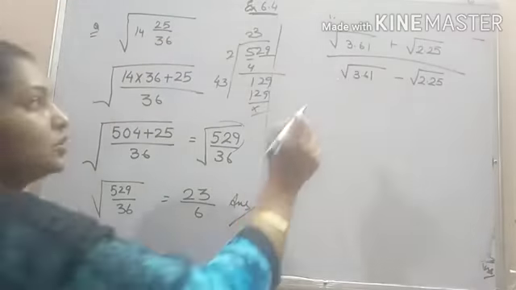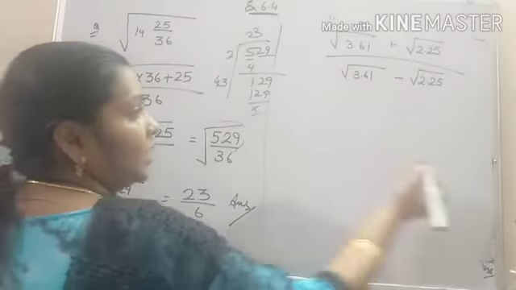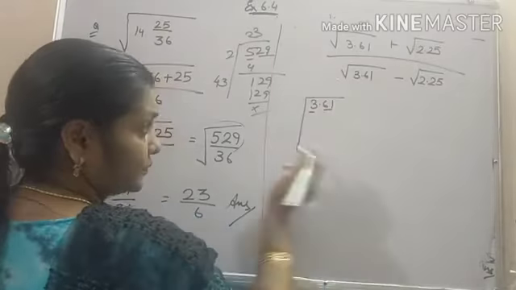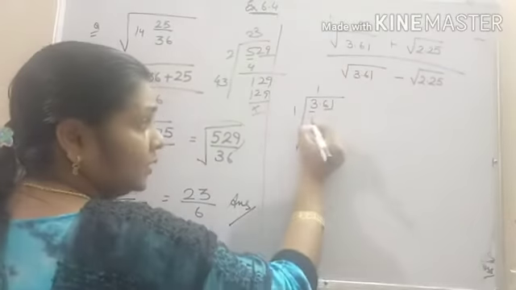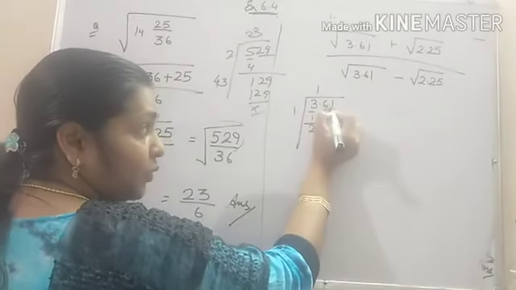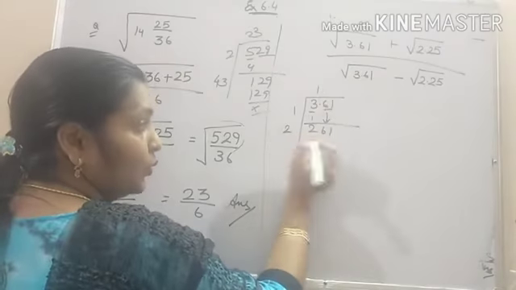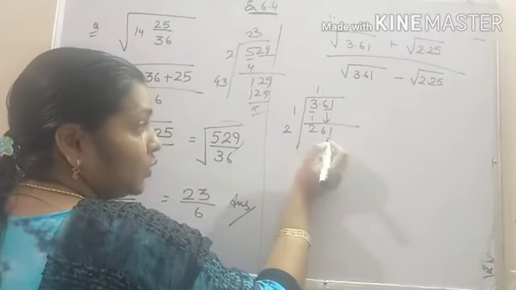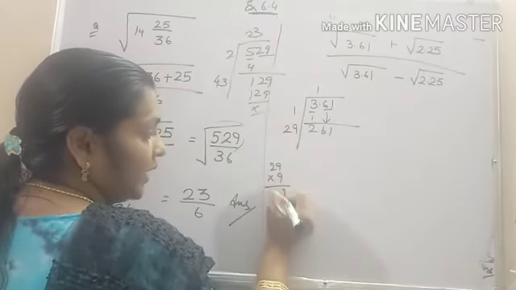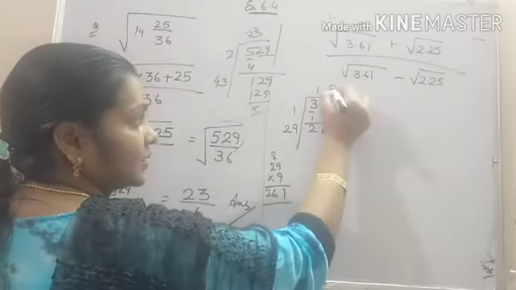Now see, this is also a very easy problem. 3.61. You can find the root of 3.61 easily. 1 ones are 1, 2 will be left. Bring the next pair down, as we have brought the pair after the decimal, so the decimal will come here as well, 2. Now it will go on 9. 29 into 9. 9 9s are 81, 8 carry, 9 2s are 18 plus 8, 26.